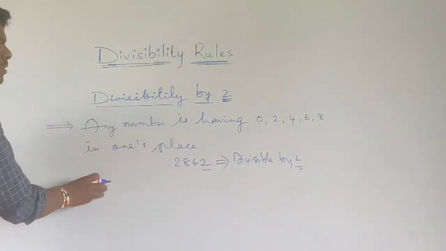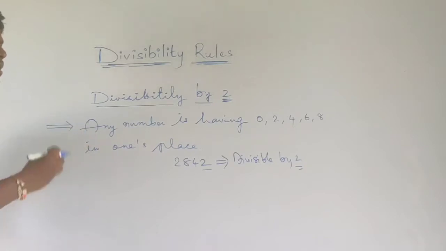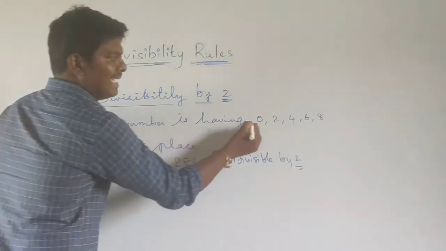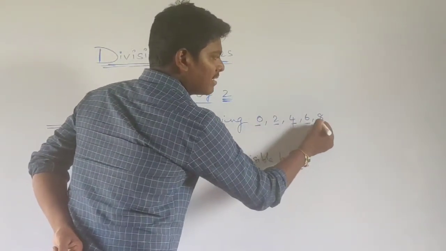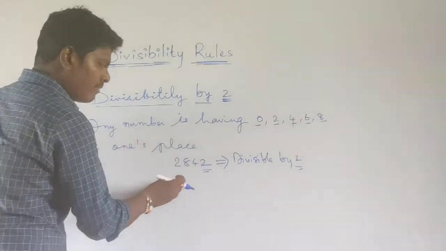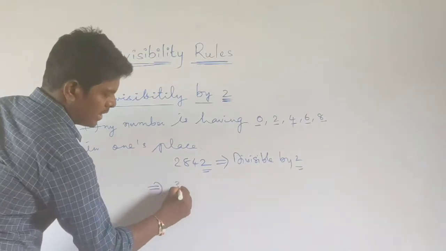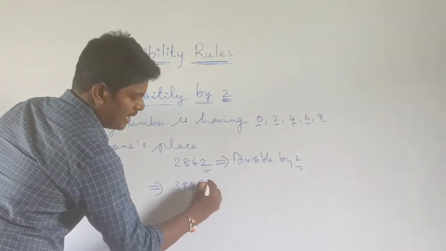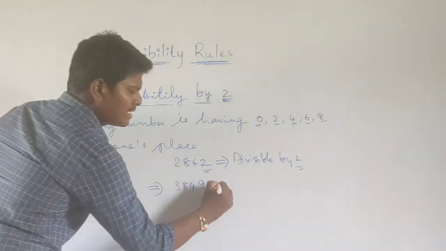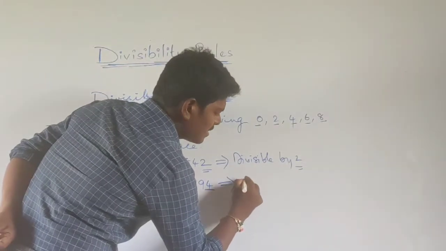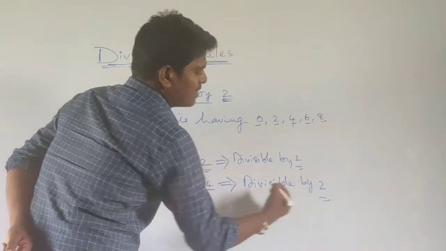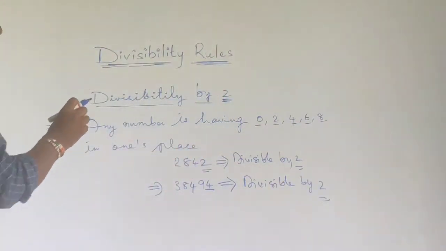Like this we can know whether a given number is divisible or not. Very simple: if the last digit of a given number is 0, 2, 4, 6 or 8, definitely the number is divisible by 2. We take one more example: 38,494. In this number we have 4 in the ones place, so we can say confidently this number is divisible by 2. This is the divisibility rule of 2.